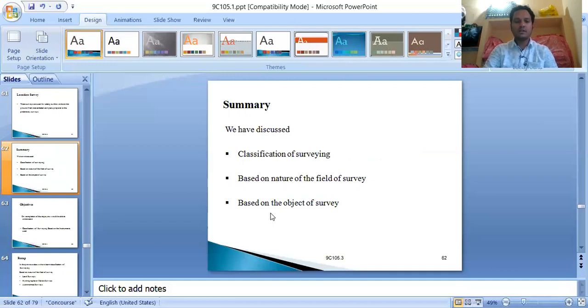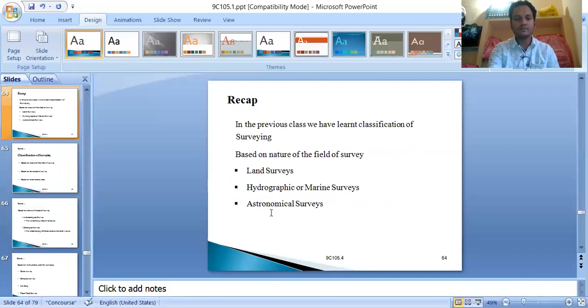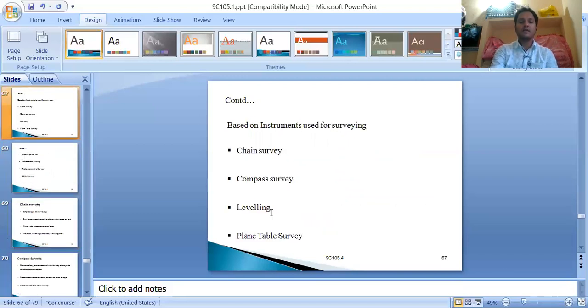So far we have learned the classification of surveying based on different objects. We have classification based on nature of field survey. We have classification based on object of surveying. And now we will learn classification of survey based on instruments used for surveying. We'll classify the survey further by using the instruments used for survey.